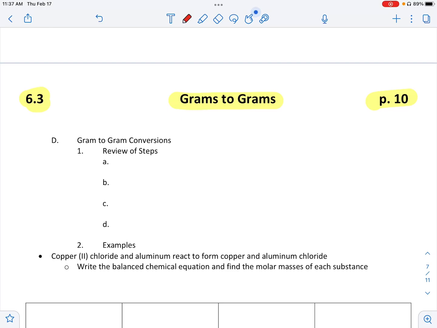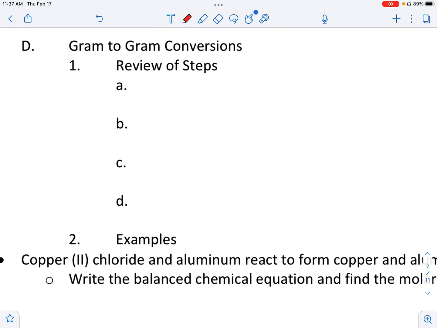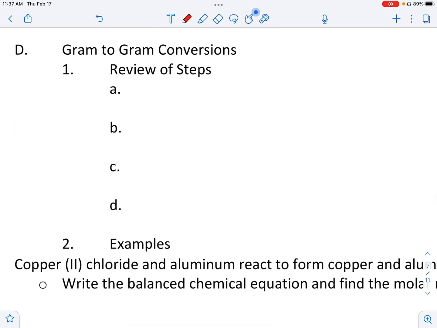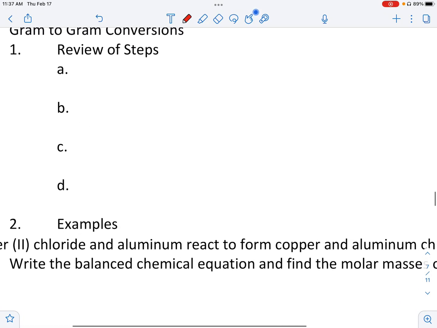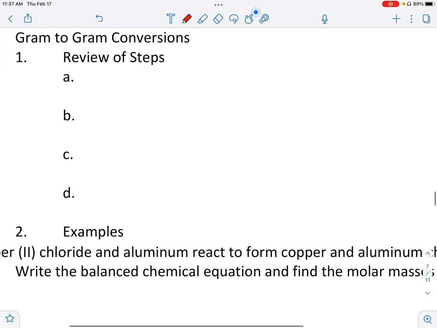So, jumping right in, gram to gram. Last week, or the last time we were together, we went over how to do multiple ratios, which was just 2 steps, write a balanced equation, and then do the multiple ratio. Well, today we're taking that a step further. We are moving on, and we're going to actually do all 4 steps of stoichiometry. So let's quickly review them here.